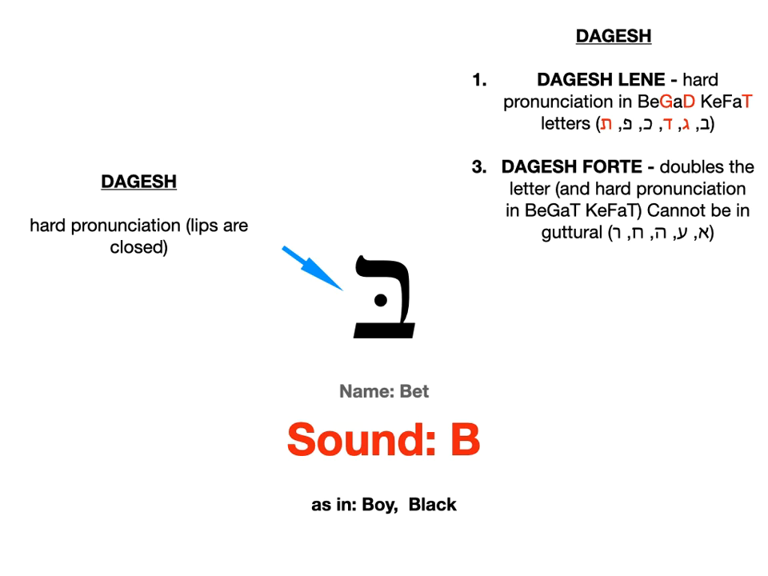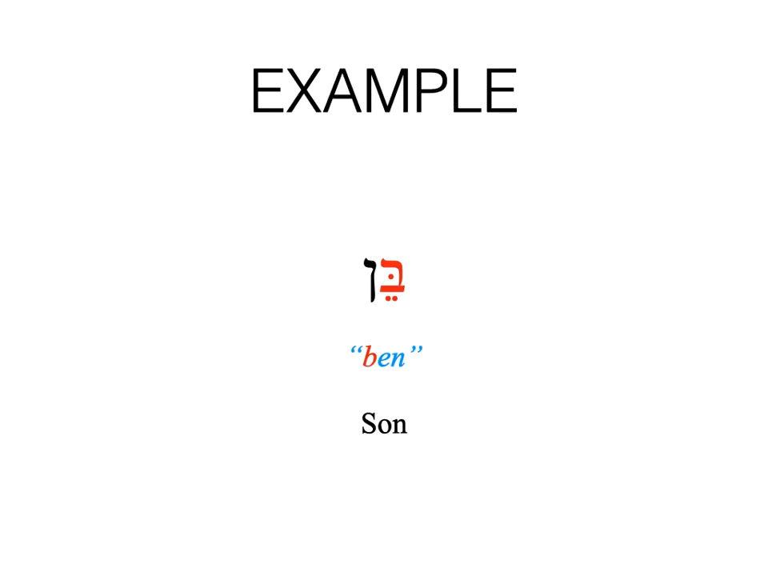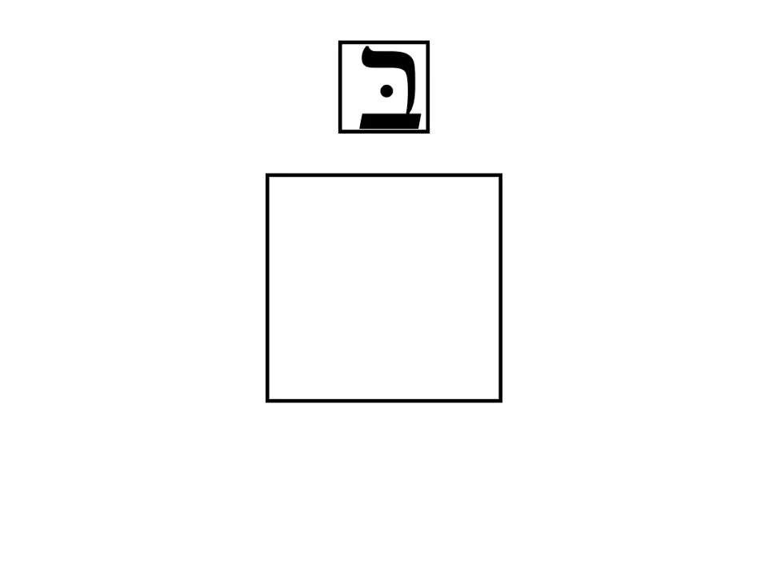Bet would therefore be one of the Begat Kefat letters, and I will talk about it in a separate video. So the sound of Bet with a dagesh, the hard pronunciation, is B, like Benjamin or boy or black, right? B, Bet. An example here would be Ben, which means son. So the sound here is B. Okay, and this is how it fits within the square box.